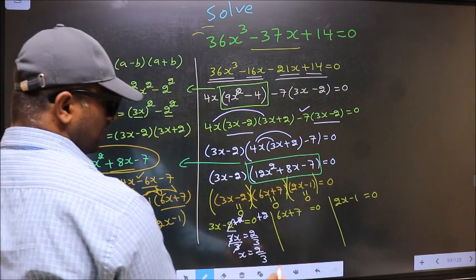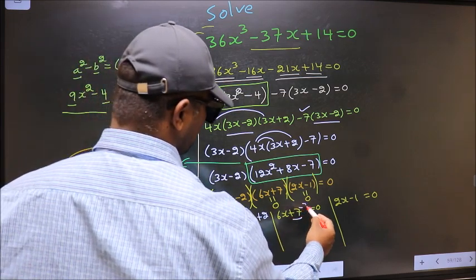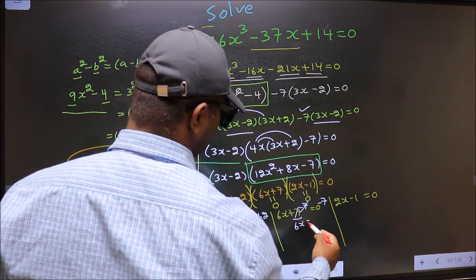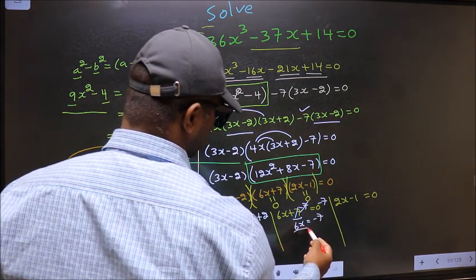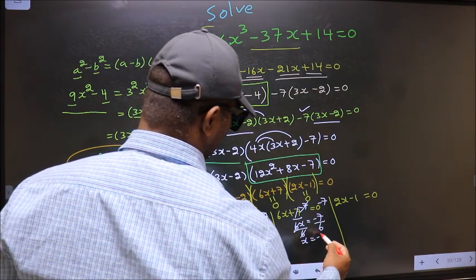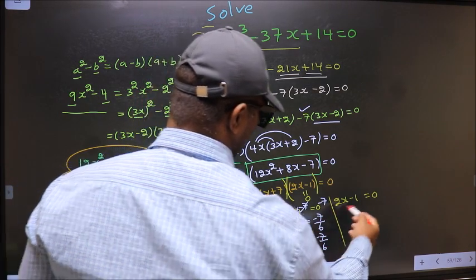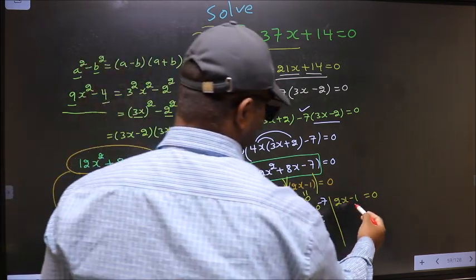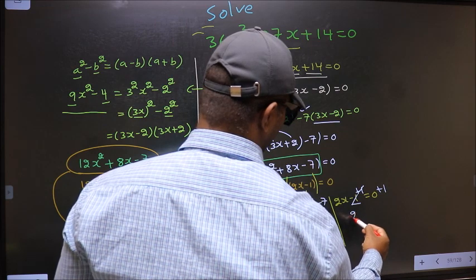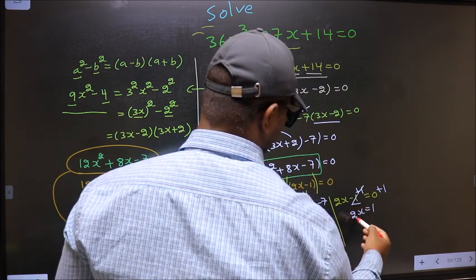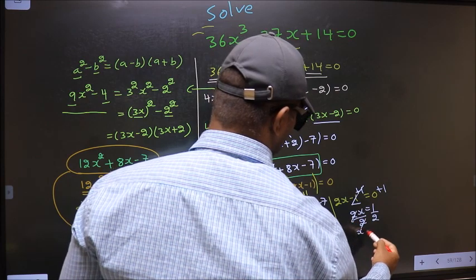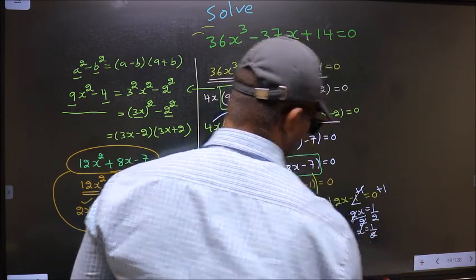Now here, I should remove plus 7, so subtract 7. You get 6x equal to minus 7. Now I should remove 6, so divide by 6. You get x equal to minus 7 by 6. Now here, I should remove minus 1, so add 1. You get 2x equal to 1. Now I should remove 2, so divide by 2. We get x equal to 1 by 2.